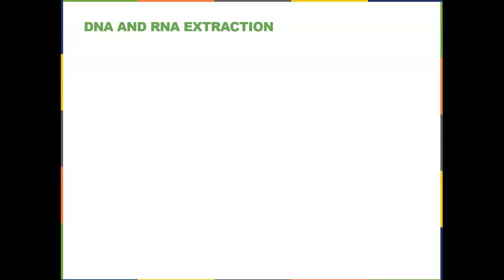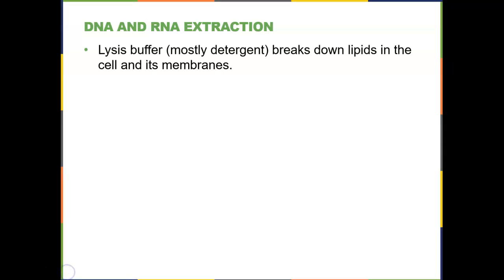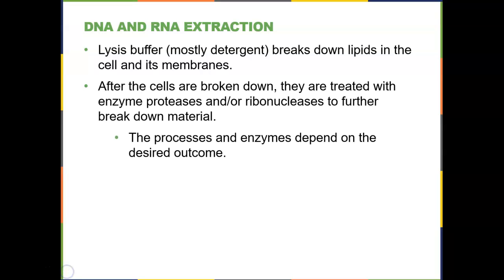So the very first one that we're going to take a look at is the ability to remove and isolate DNA and RNA. The way this is done is that first we use a detergent to break down the lipids, or the fats, that might be in a collection of cells or tissues. After the cells are broken apart and the contents have been released, we can use some enzymes like proteases, which break down proteins, and ribonucleases, which break down RNA, to remove those materials from the sample.